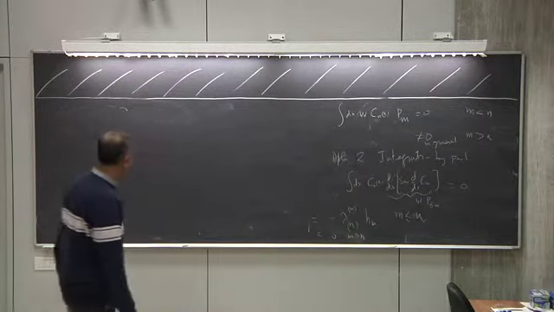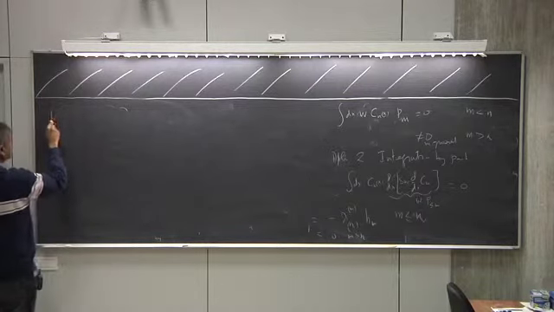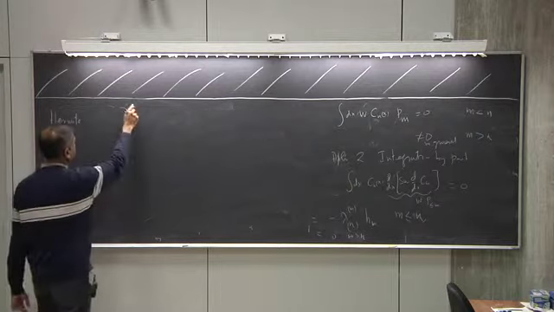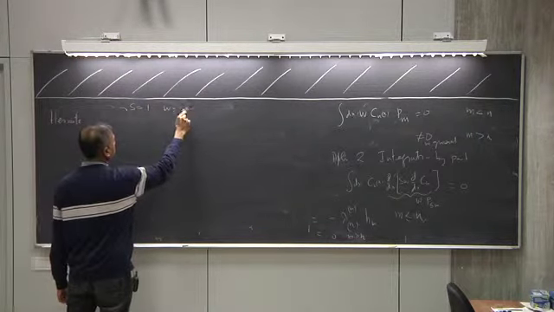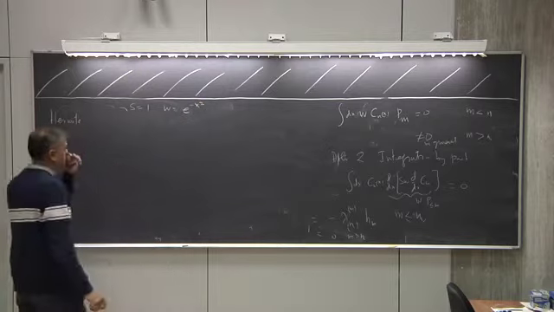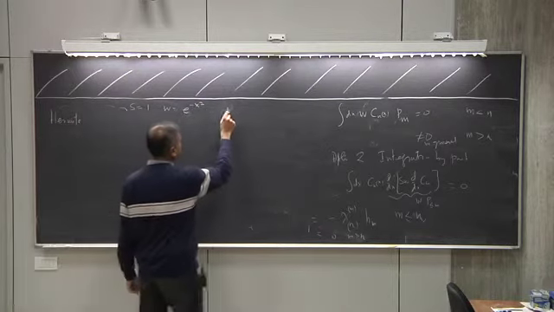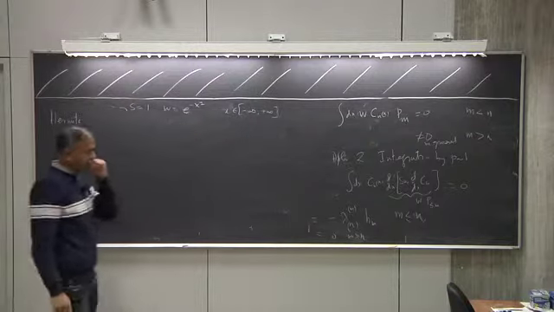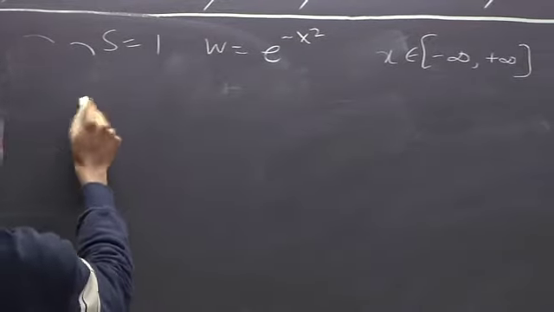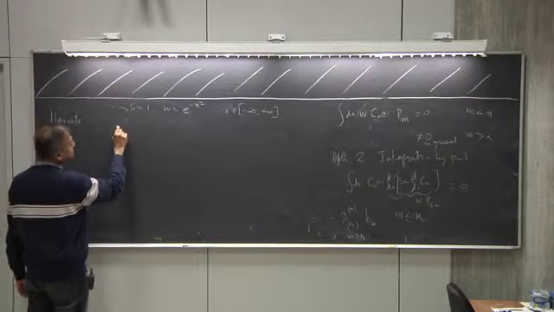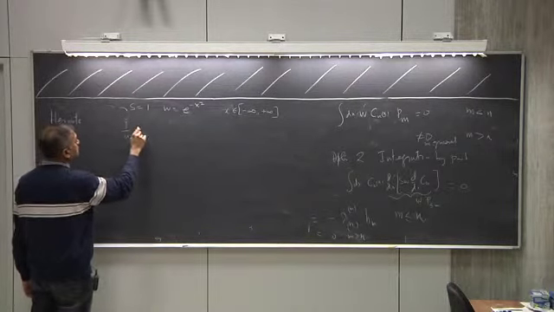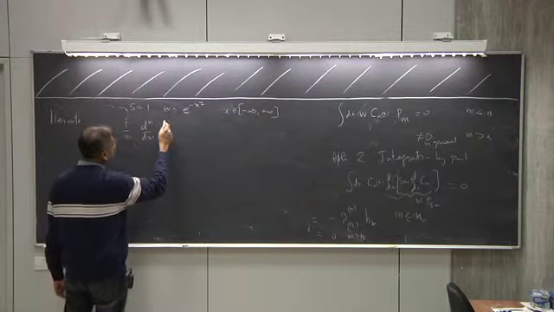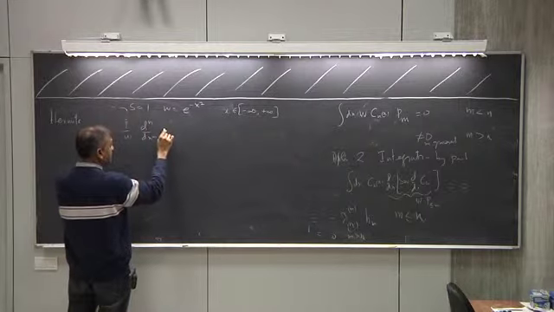Okay, so let's look at the Hermite polynomials because that's the easiest one actually. Remember, for Hermite polynomials s was equal to 1, w was equal to e to the minus x square, and x was in the interval minus infinity to plus infinity. So the polynomial Cn was 1 over w, d^n by dx^n of w times s to the n.